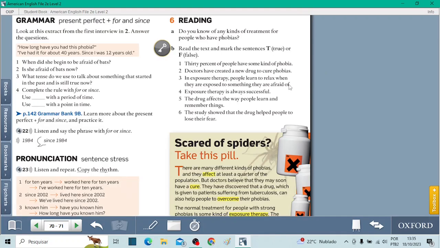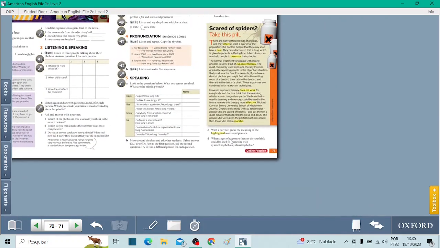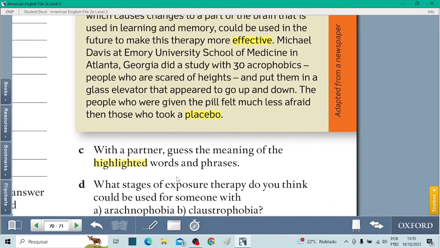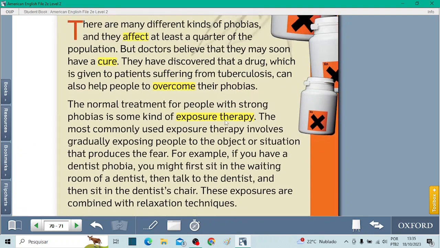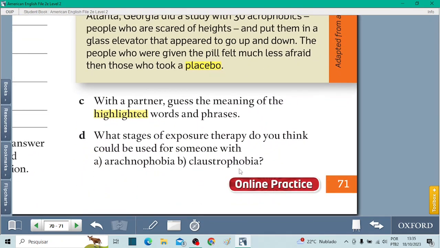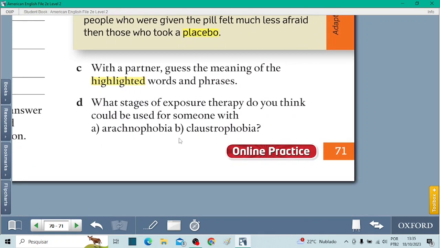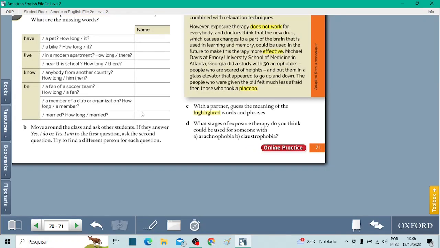Wonderful, very good. So here, this is the last activity here. We have here C. You are going to look up the dictionary for these words that are highlighted. Okay, check their meanings. And you can answer these questions here. What stages of exposure therapy do you think could be used for someone with arachnophobia and claustrophobia? This is your personal answer, okay?